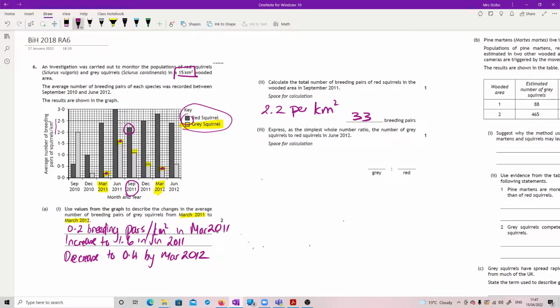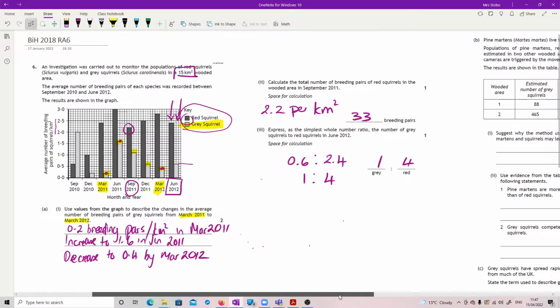Expressed as the simplest whole number ratio, the number of grey squirrels to red in June 2012. So I'm looking at the last set of data. The only sneaky thing is they're asking for grey to red, and the data has red and then grey. So be really careful that you've put the right ones round the right way. Our greys are 0.6, and our reds are 2.4. So that's a 1 to 4. Just be really careful that you have put the right sets of data in, and then I don't think it's too bad.